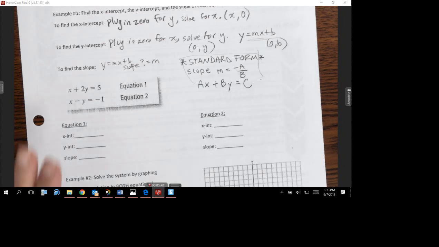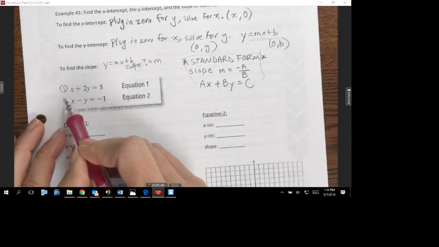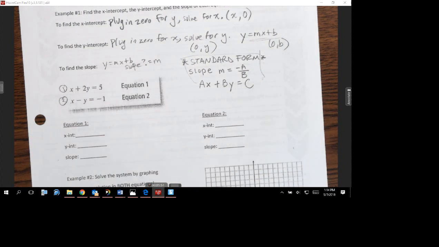Okay, so when we look at these equations, now we're going to start doing this. This is what I want to see in your homework. First thing I want you to do is go ahead and label these equations. When we organize our work, everything for equation 1 is together, and everything for equation 2 is together.